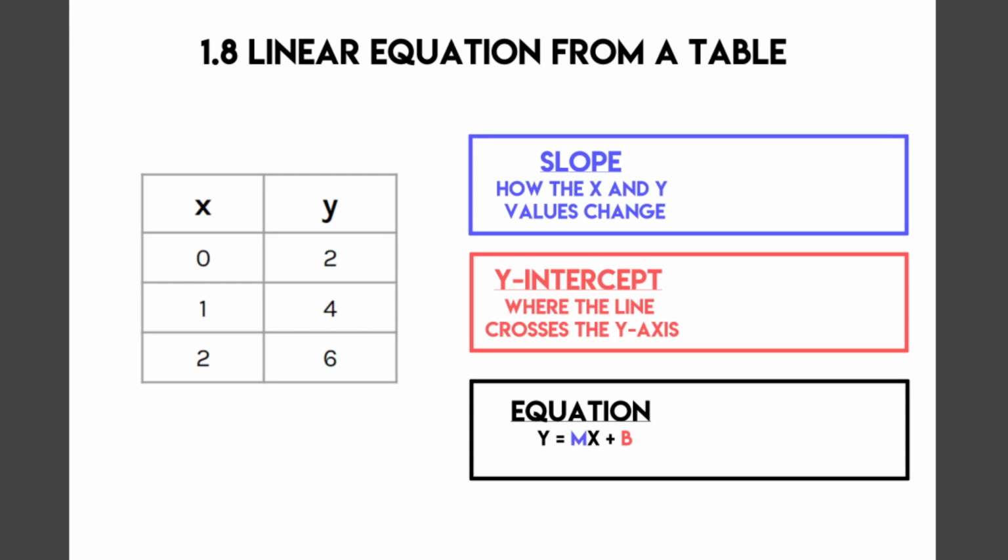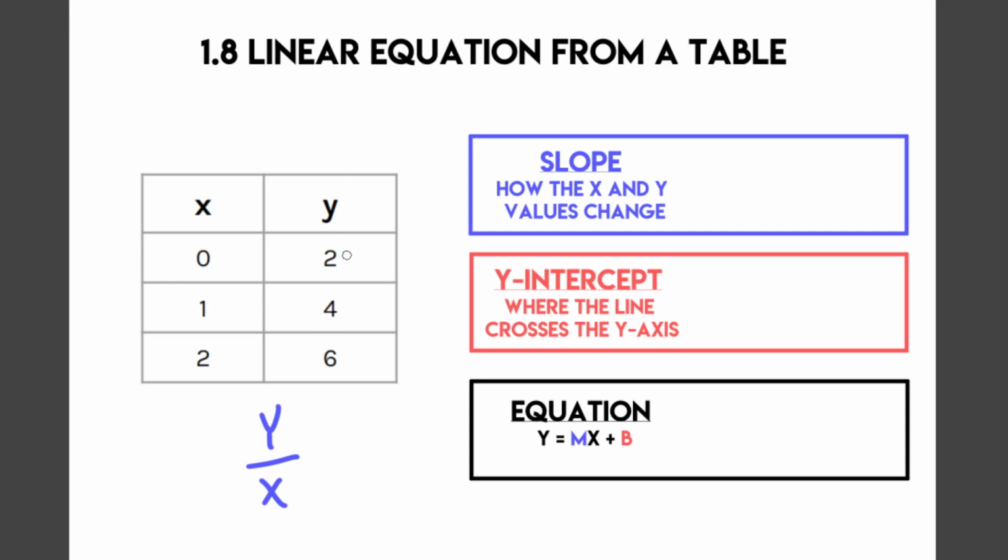Last time we were doing it from a graph. This time we're going to make the old y equals mx plus b from a table. Okay? So let's get right to it. Just like last time, we're going to start off by finding slope first, which is still how the x and y values change. Cool? So I want to know what is my change in y over my change in x.